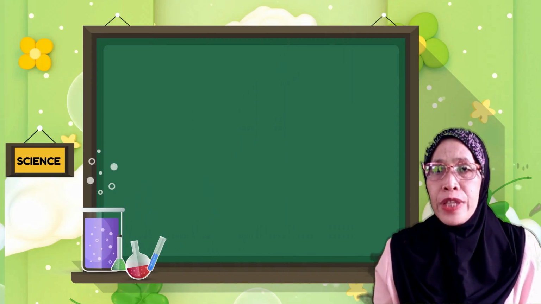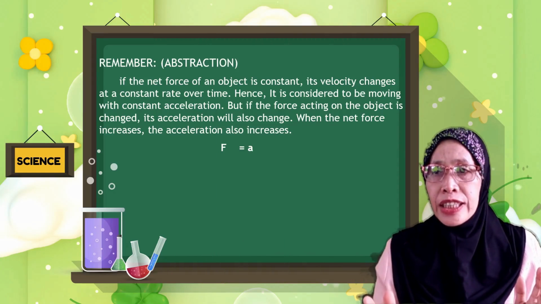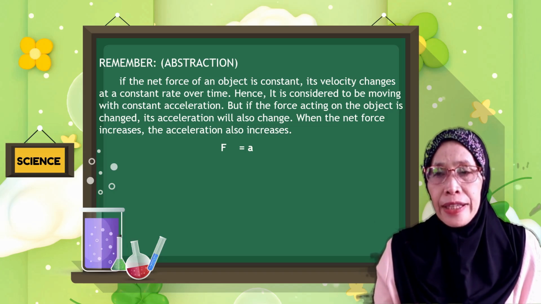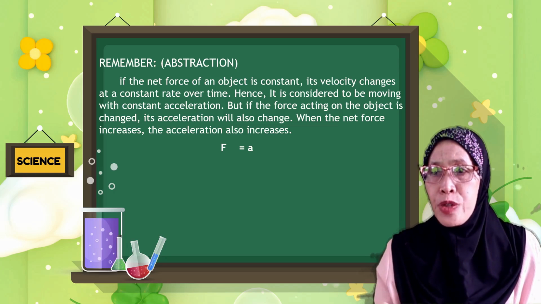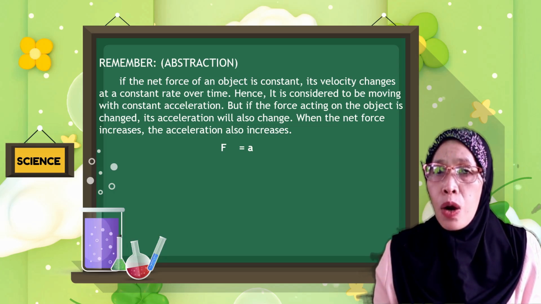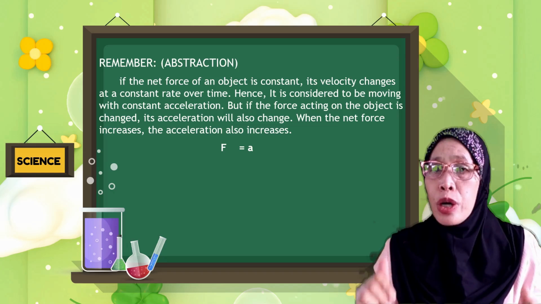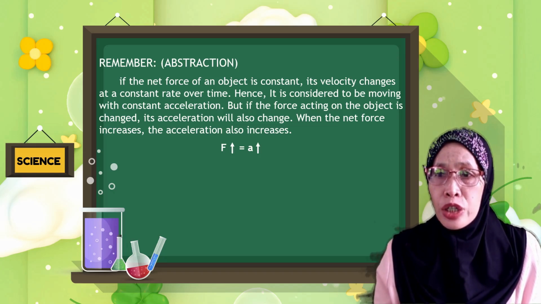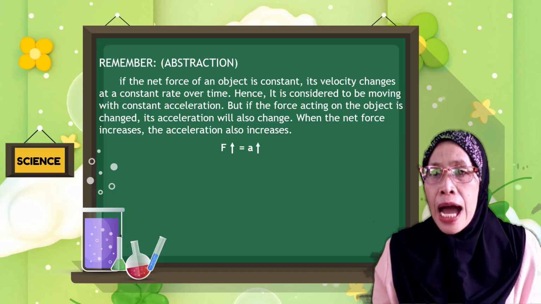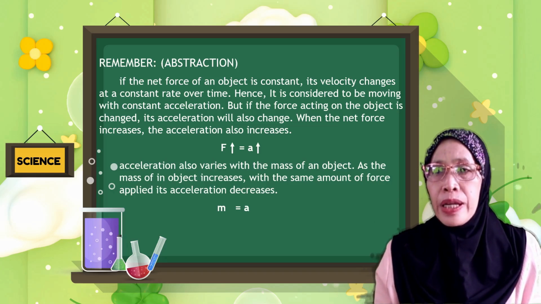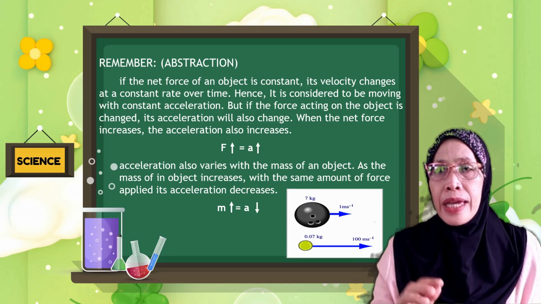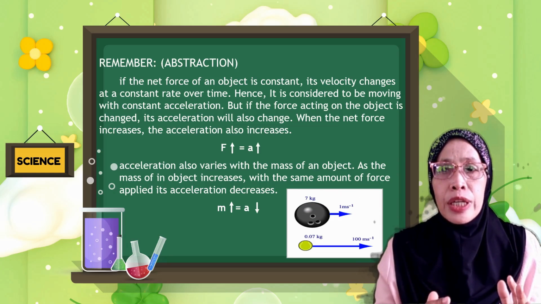Note that if the net force acting on an object is constant, its velocity changes at a constant rate over time. Hence, it is considered to be moving with constant acceleration. But if the force on an object is changed, its acceleration will also change. When the net force is doubled, acceleration is also doubled. When it is tripled, acceleration is also tripled. Acceleration also varies depending on the mass of an object. As the mass of an object increases, with the same amount of force applied, its acceleration decreases.